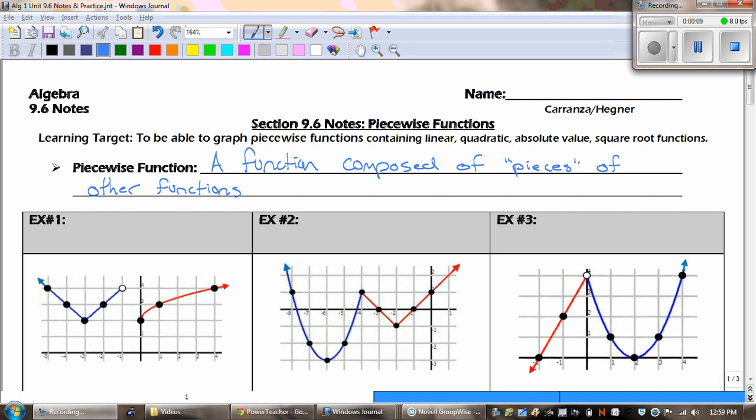Today we're talking about piecewise functions. Our learning target today is to be able to graph piecewise functions containing linear, quadratic, absolute value, and square root functions. Let's go ahead and begin.